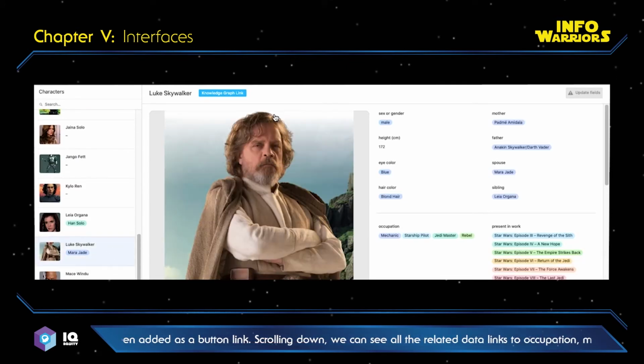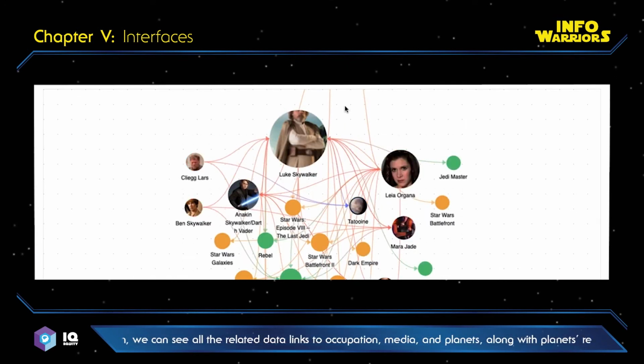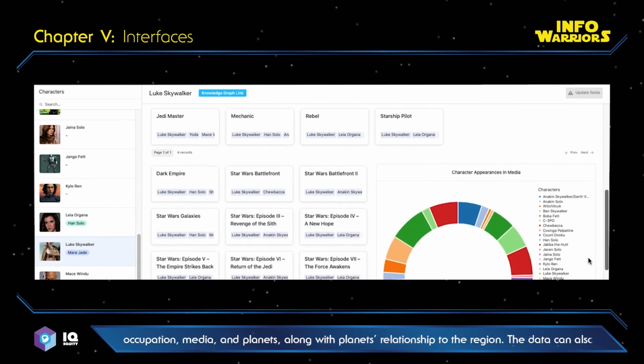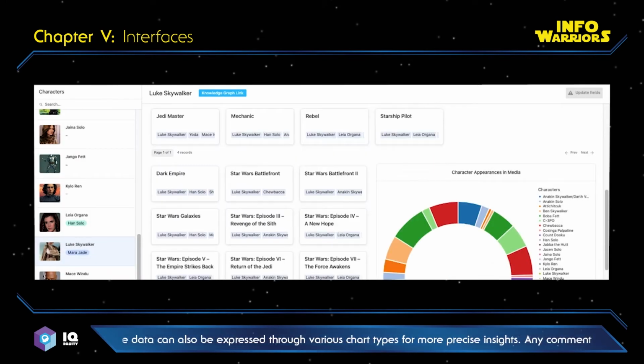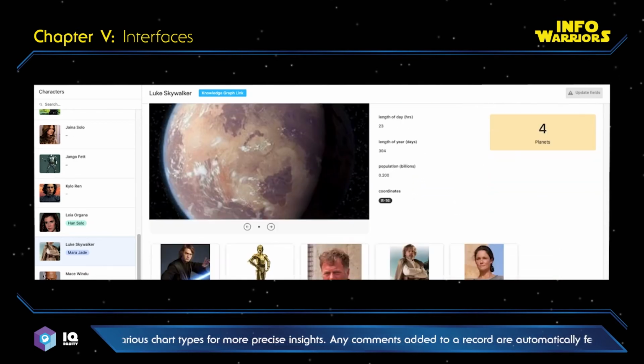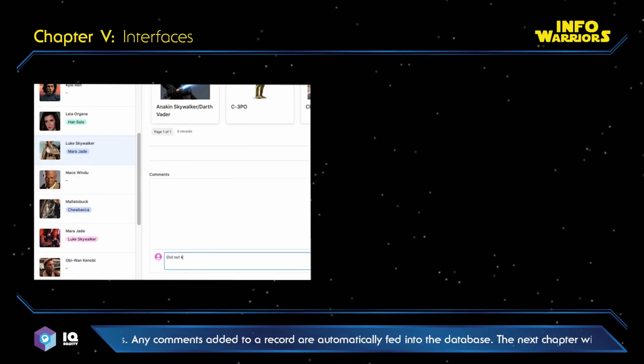Scrolling down, we can see all the related data links to occupation, media, and planets, along with planets' relationship to the region. This data can also be expressed through various chart types for more precise insights. Any comments added to a record are automatically fed into the database. The next chapter will show how this data relates to other ontologies in conjunction with product sales.